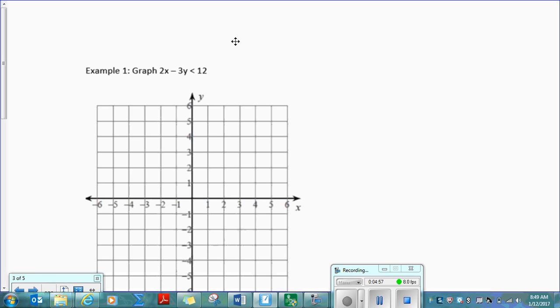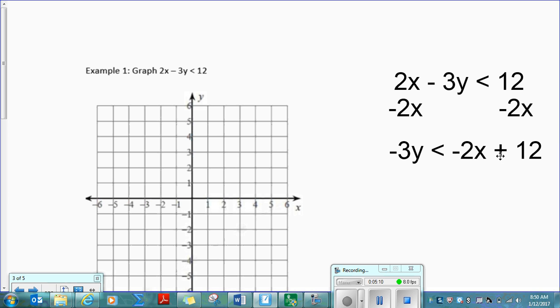Alright, so example 1, we're going to graph this. So the very first thing we're going to do is get y by itself. So we have 2x minus 3y is less than 12. We go ahead and subtract 2x from both sides. Negative 3y is less than negative 2x plus 12 now.